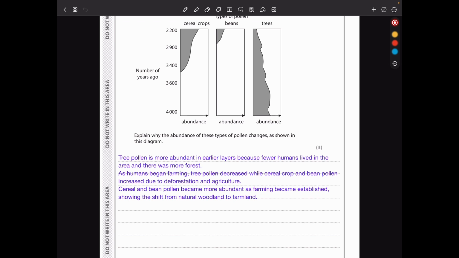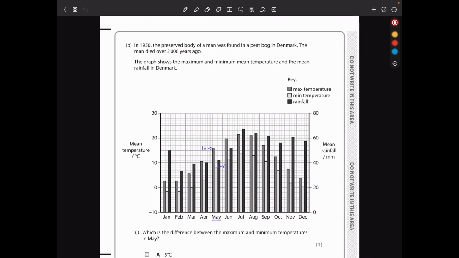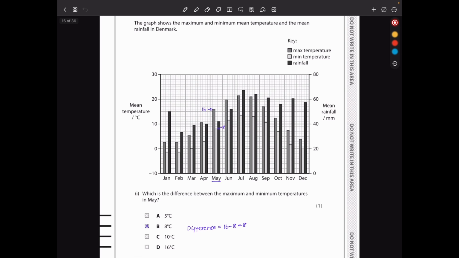In part B, they say in 1950, the preserved body of a man was found in a peat bog in Denmark. The man died over 2,000 years ago. The graph shows the maximum and minimum mean temperature and the mean rainfall in Denmark. So we can see the different data here.